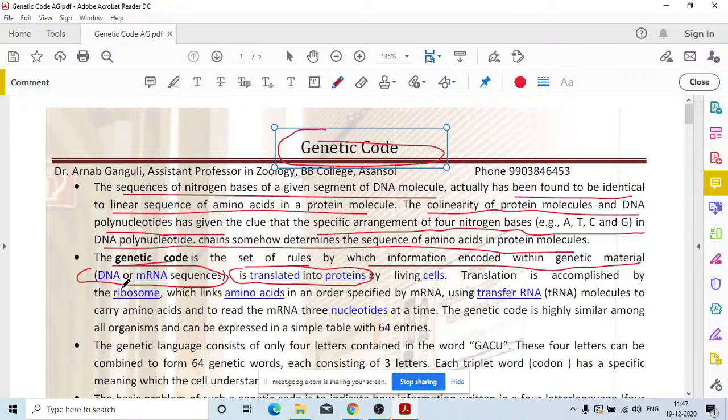And for this you need a machine known as the ribosome. You have known about translation, and this ribosome links amino acids in an order specified by mRNA, using tRNA molecules to carry amino acid to read the mRNA 3 nucleotides at a time.